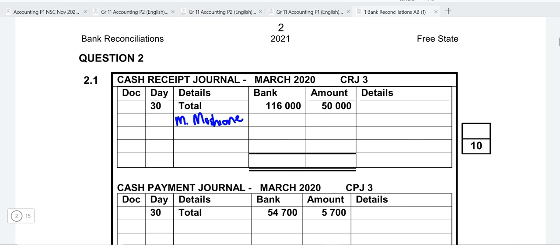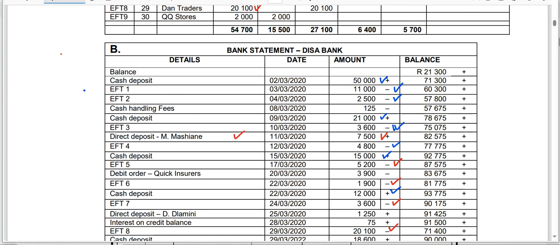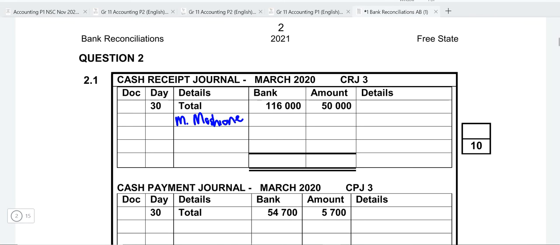Okay, and then how much is he giving us? M Mashiane is giving us 7.5, and this 7.5 is for rent income. Remember, we are going to firstly record in the bank account and then go to the sundry account. So we'll also record that 7.5 here and explain that this is for rent income. Okay, and then we'd have our 3 marks here for recording this.